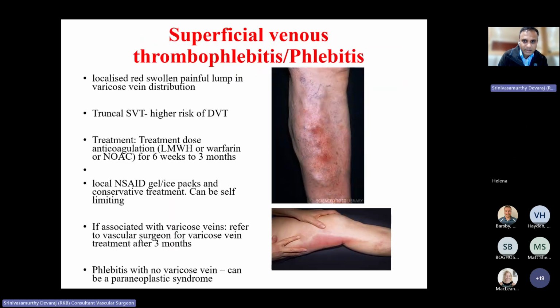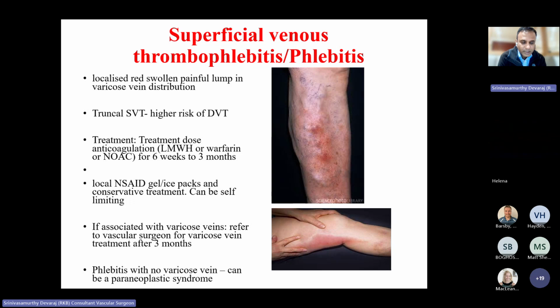So phlebitis, we'll talk about some common complications that are seen in patients with varicose veins. They can come with this condition called phlebitis or superficial thrombophlebitis. It's an acute, painful condition. Varicose veins have suddenly become hard, red, and inflamed and painful, and very tender to touch. So that's called acute phlebitis.